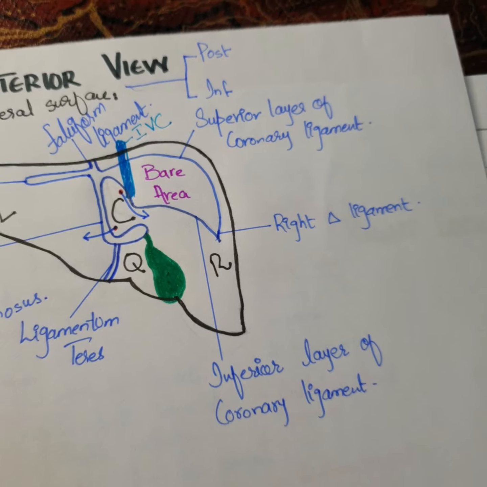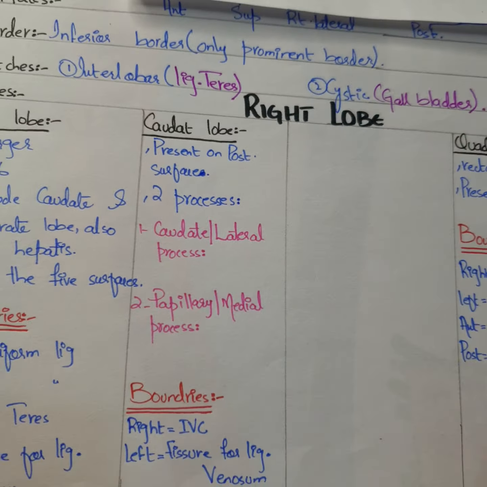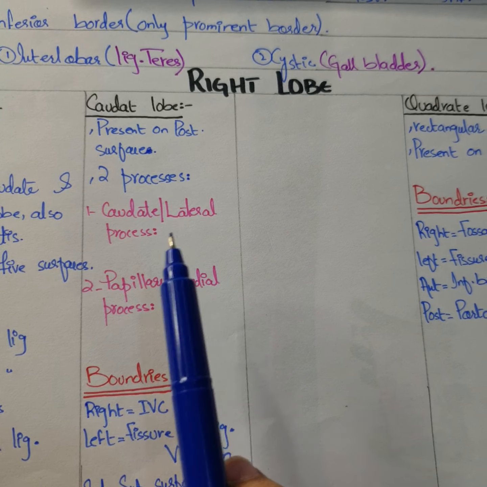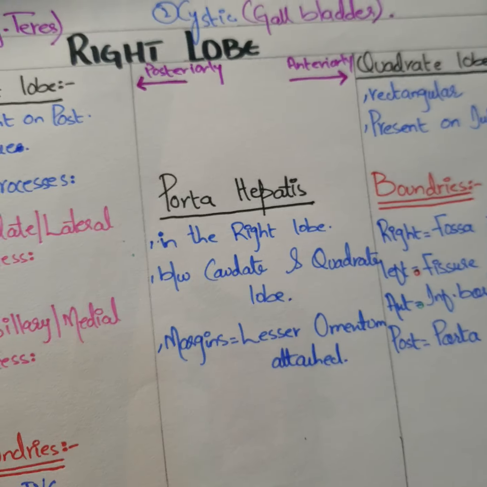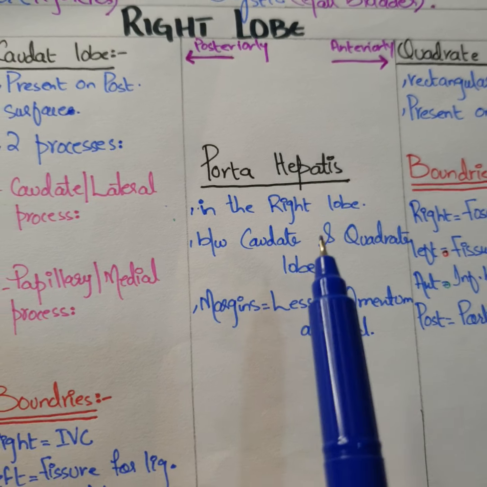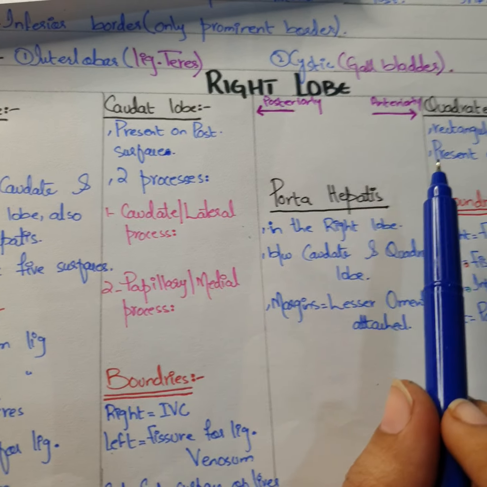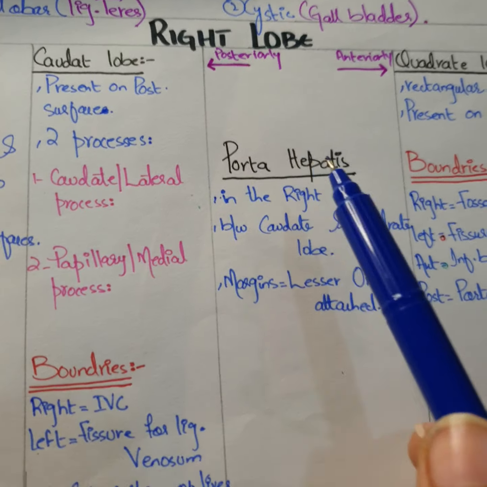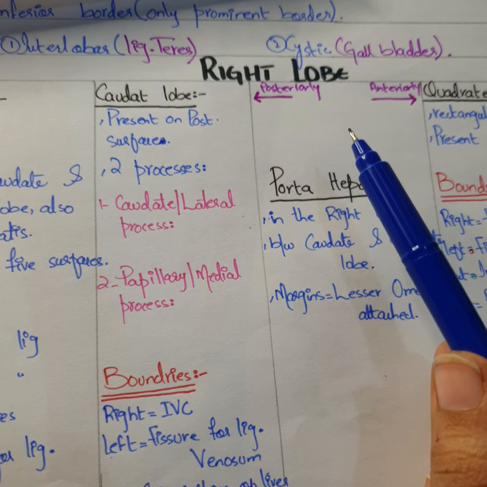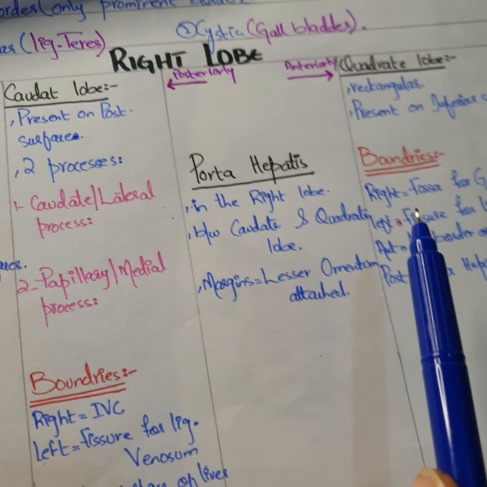Now we talk about this porta hepatis. The porta hepatis is also included in the right lobe. It is present in between the caudate and quadrate lobe. Just as the caudate lobe and quadrate lobe are included in the right lobe, the porta hepatis is also present in the right lobe of the liver, in between the caudate and quadrate lobe.